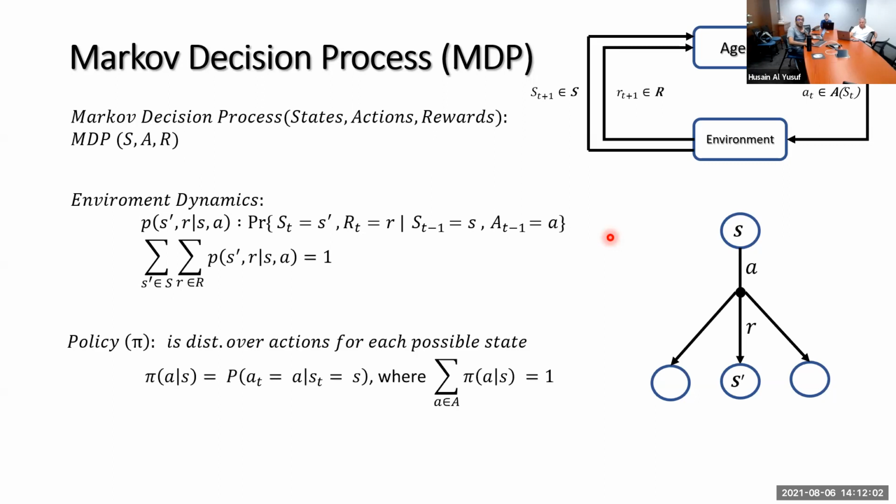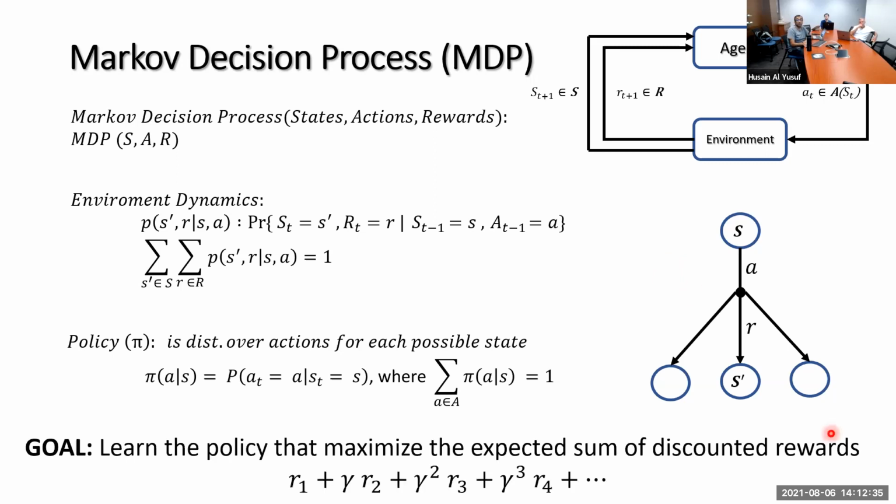The last thing is the policy. The policy is the distribution over actions for each possible state. If we have multiple possible actions while you are in a state, the policy is the probability distribution over these actions for the state you are in. So these terms are important to understand, like actually, what is the action you are taking?